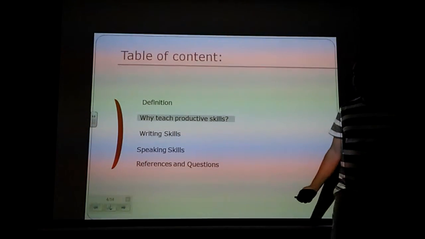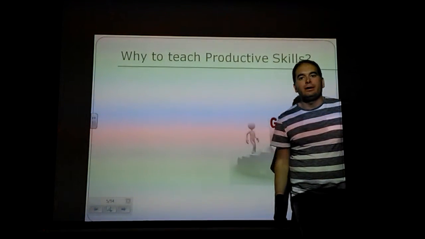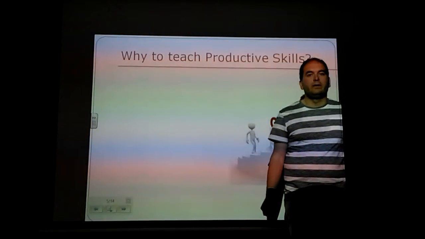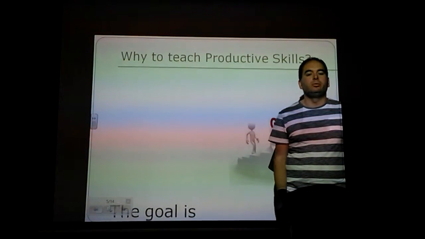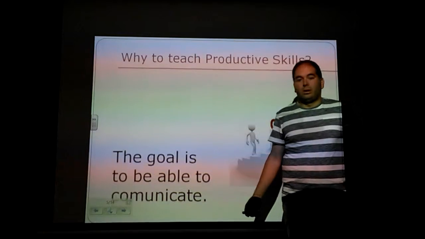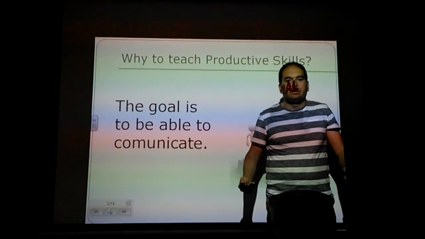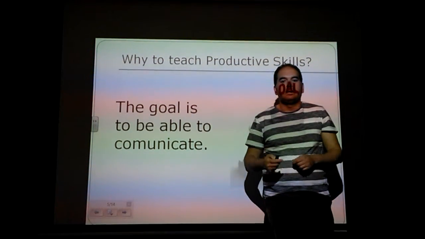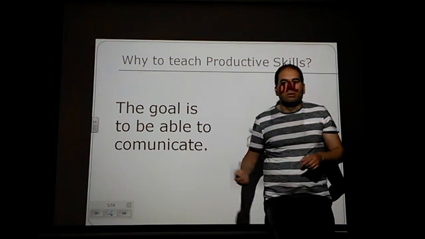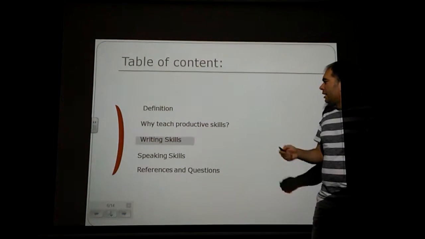But why teach these skills? Because when we are learning a second language, we have an objective or a goal, and this goal is to be able to communicate. The objective of learning a language is to speak or to write this language, because they allow us to communicate in another country when we are traveling or when we are working and so on, especially in English.